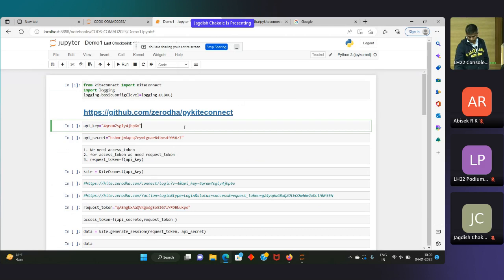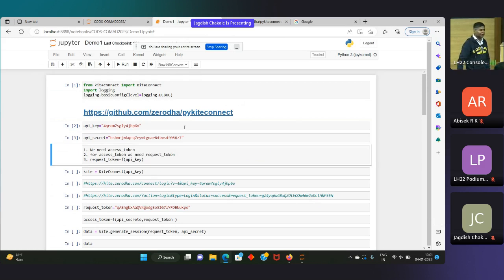So this is my API key, and this is my API secret key. I can change my API secret key later on. Without the API key and API secret key, we cannot create the session. The API key is static and fixed, but the API secret key we can change, and a combination of both is required to generate a session.